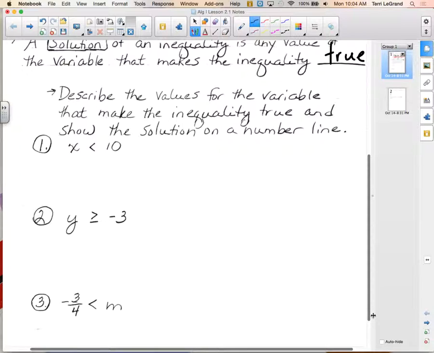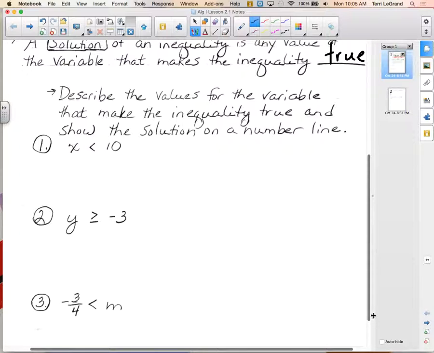I require you to do the number that's involved in the inequality and the integers on either side of it, which we'll practice now too. So what does that one say, number 1? X is less than 10.